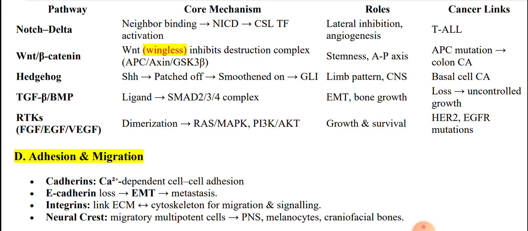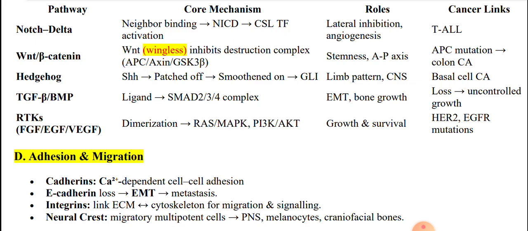What about connecting cells to their surroundings, not just to each other? That's the job of the integrins. These are another class of transmembrane receptors, but instead of linking cell to cell, they link the cell's internal cytoskeleton to the extracellular matrix, ECM, the scaffold of proteins and sugars outside the cell. So they're like the cell's feet, grabbing onto the environment.